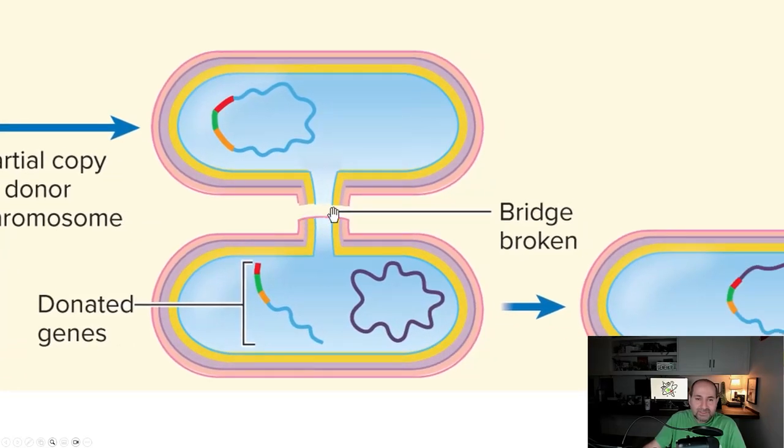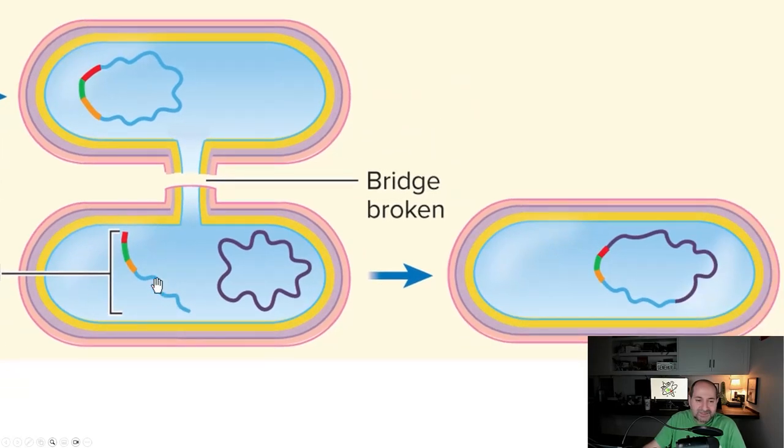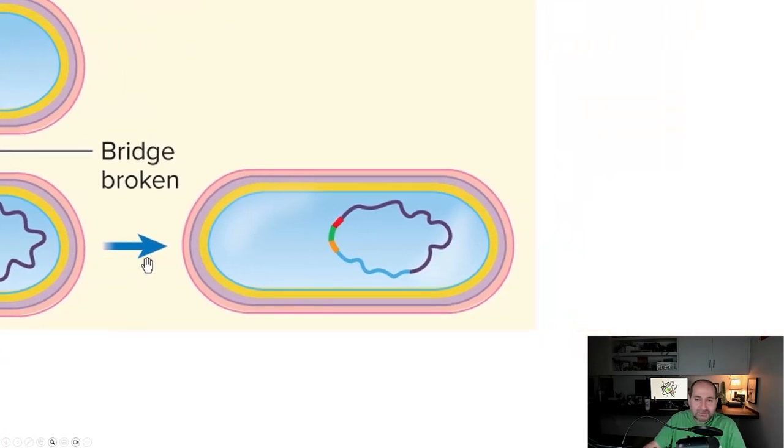Then, when conjugation breaks, the bridge breaks, the donated genes are there in the recipient, and sometimes those genes can recombine into the recipient's genome. And now this bacterium is called a recombinant. It not only has the fertility genes for making its own sex pilus, but if you look closely, it's also picked up some important genes from the donor as well. It's a true new strain.